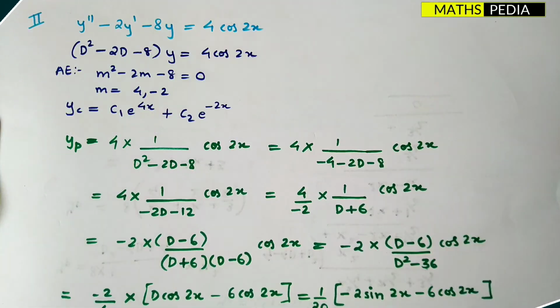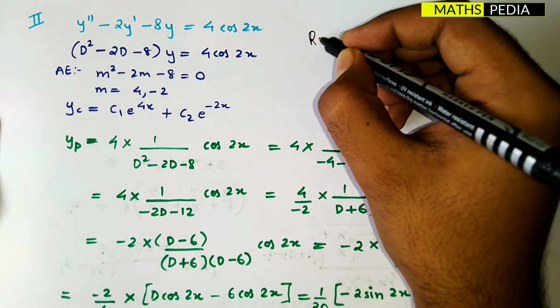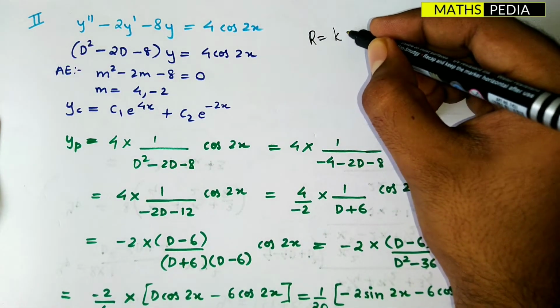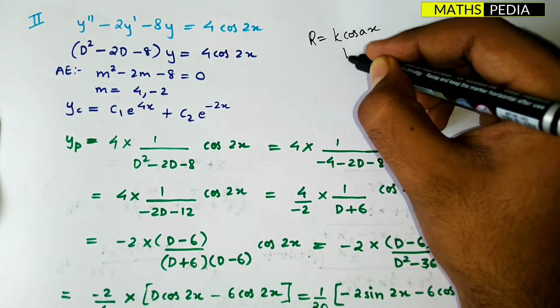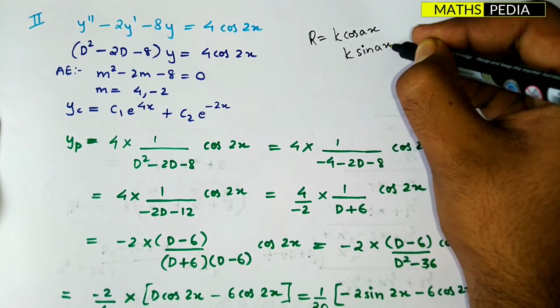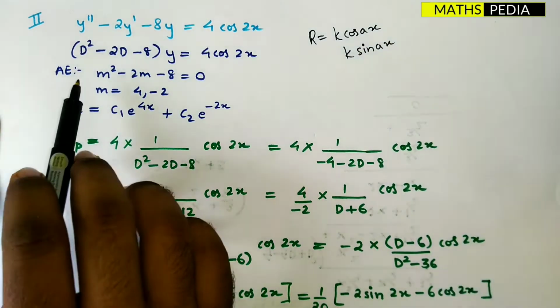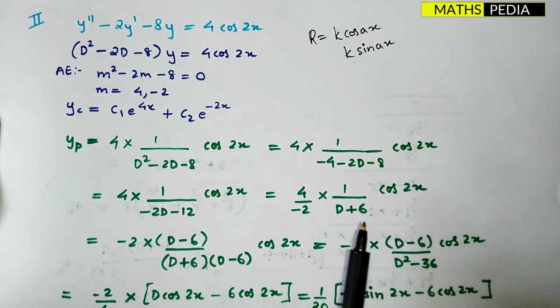Welcome back. In this video we are going to discuss the second case for the non-homogeneous differential equation, that is when r, the RHS, is equal to k into cos ax or k into sin ax. For this equation, the left hand side remains the same procedure that you have to follow.